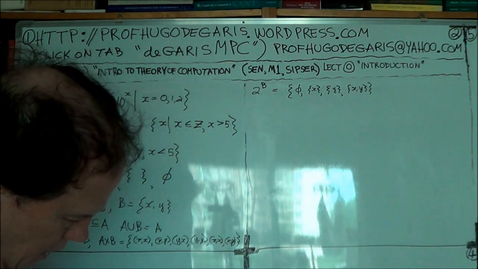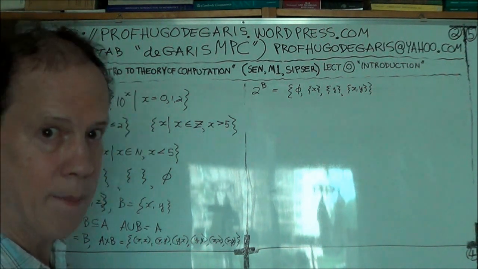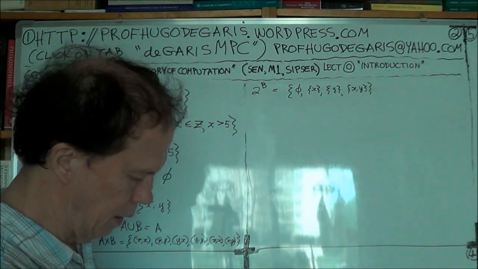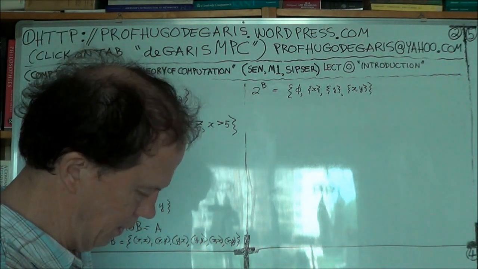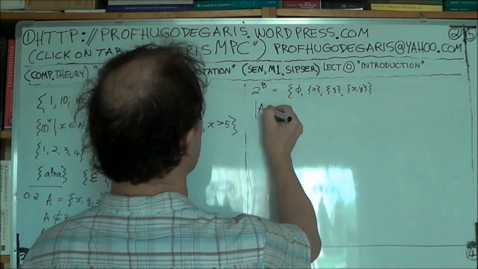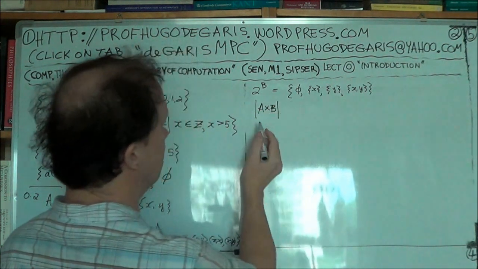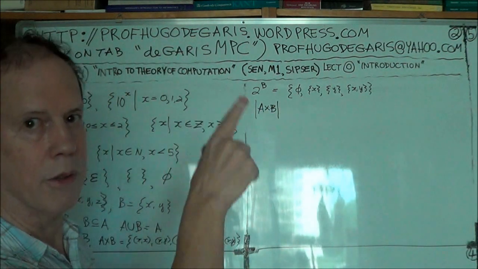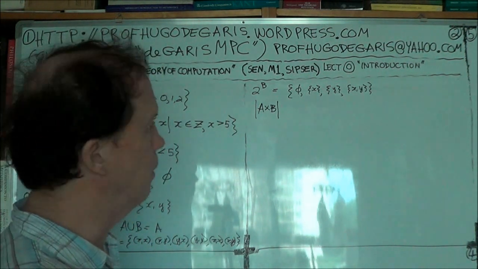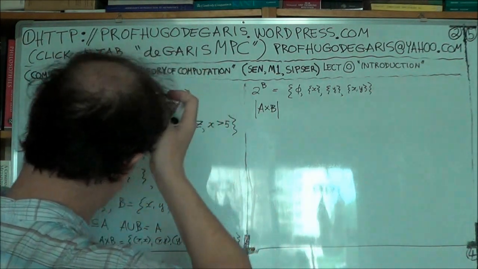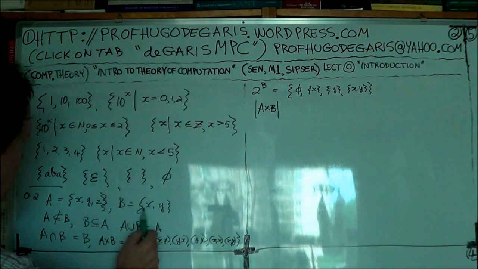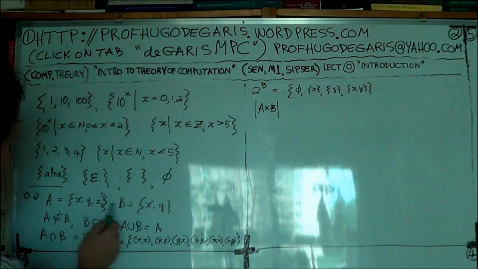Okay, question 3. If big A has little a elements and set B, capital B, has little b elements, how many elements in A cross B? Explain your answer. So in other words, what's the size of A cross B? And by the way, this vertical lines just means size of. In other words, how many elements in this set? I was just saying it before, right? There's three elements here, two elements here, so all possible pairs, and you take one from each.